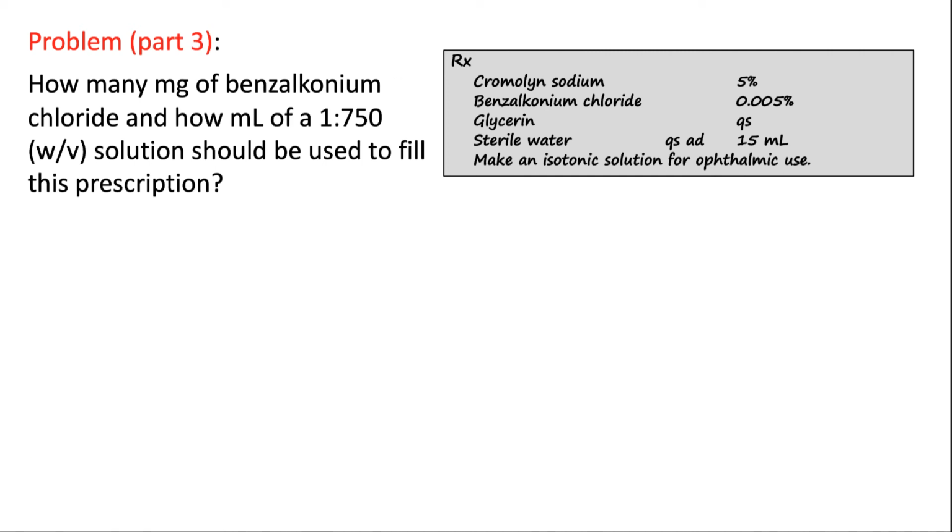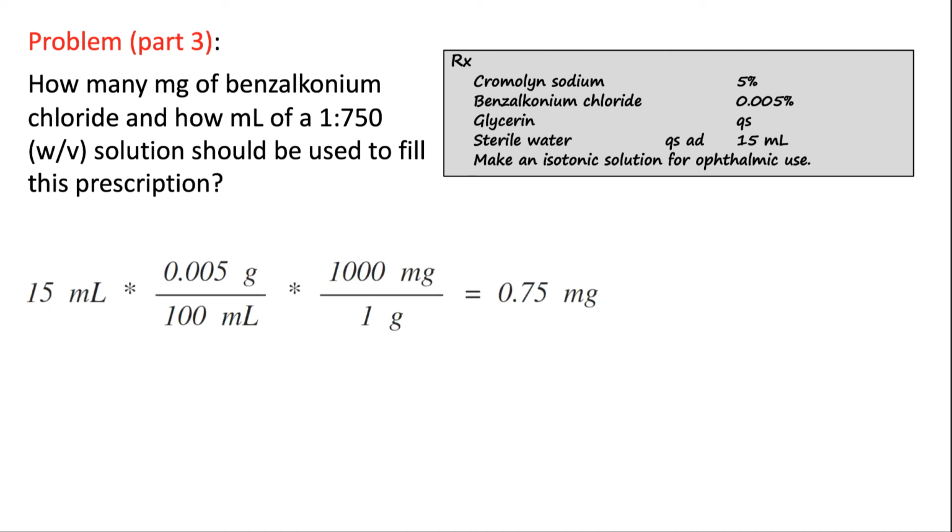Next question says, how many milligrams of the benzalkonium chloride and how many milliliters of a 1 to 750 concentration, weight per volume solution, should be used to fill this prescription? Okay, so this is about the benzalkonium chloride, and there are 2 questions here. So let's just do one at a time. The first thing it wants to know is how many milligrams of benzalkonium chloride do we need based on the prescription? All right, so let's answer that first.